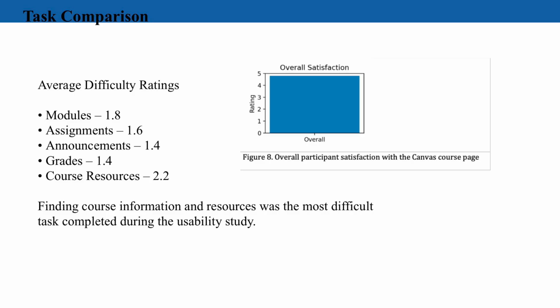before selecting modules. Finding course information and resources received the highest difficulty rating at 2.2, making it the most challenging task in our study. Participants had to search through different sections before finding the information they needed, which shows there is room for improvement in organizing important course resources. Overall, the results show that Canvas performs well for everyday student activities, but locating important resources could be made much easier with a few design improvements.